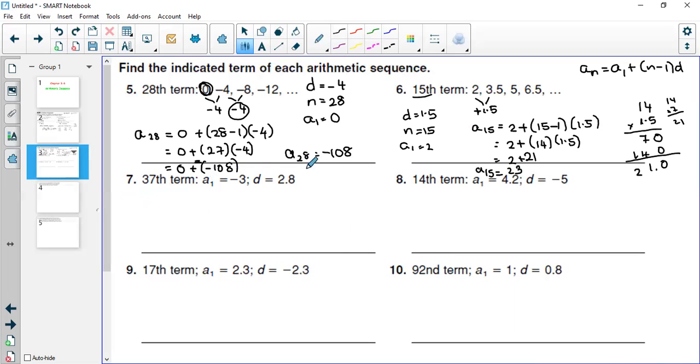Here in this question, they did not give you any pattern or sequence. Rather, they have given you the direct components for the formula. So we are going to find the 37th term, that's n. N is going to be 37. A1 is negative 3 and the difference is 2.8. Let's put that in the formula. So A sub 37 equals negative 3, that's A1, plus 37 minus 1, n minus 1, multiplied by 2.8.